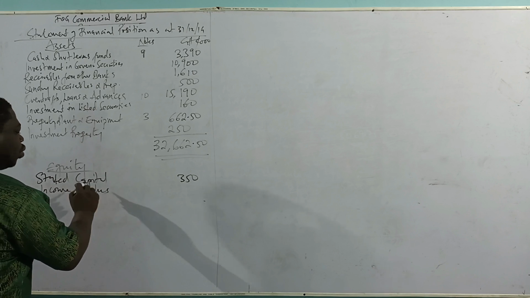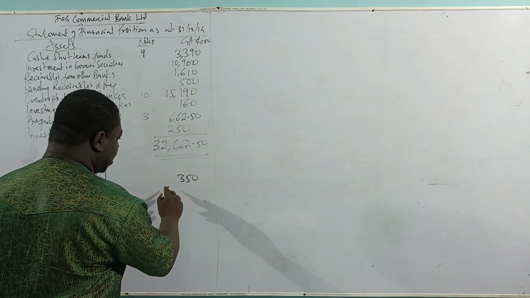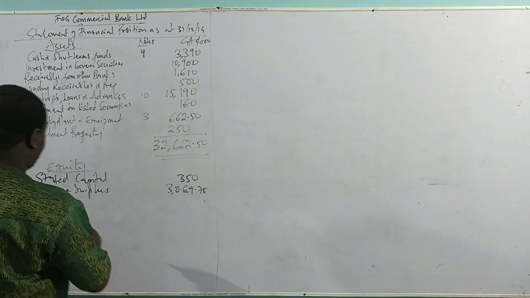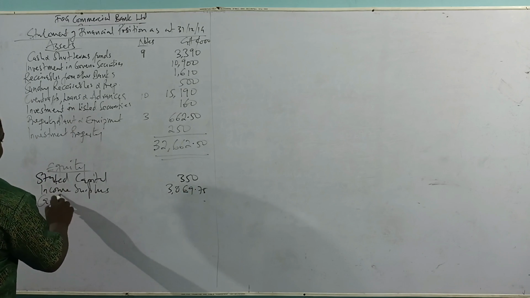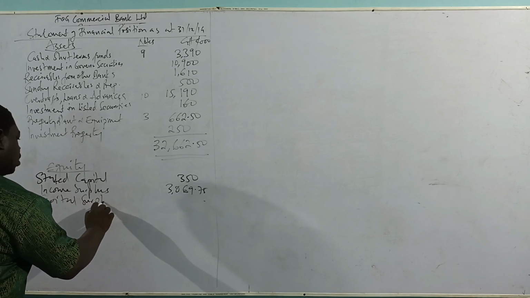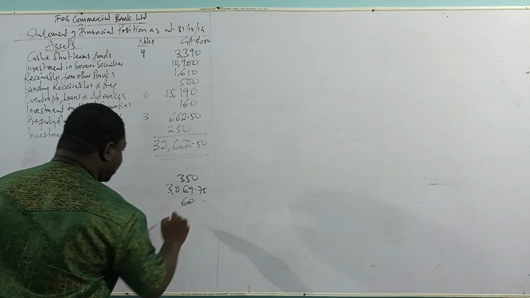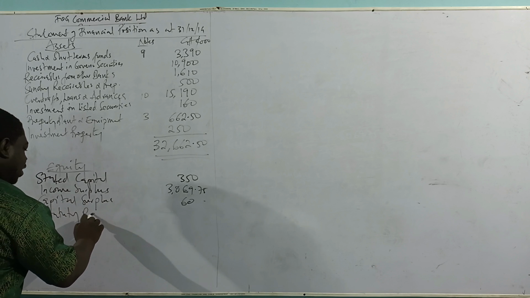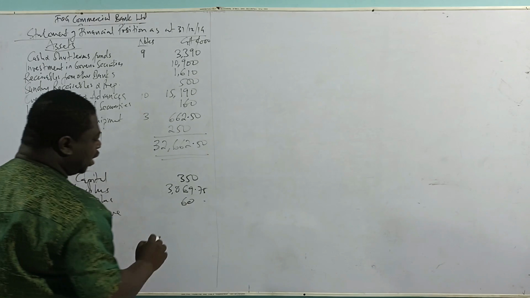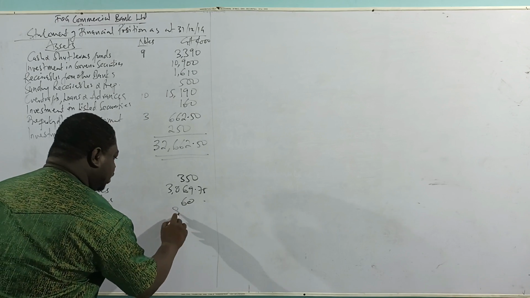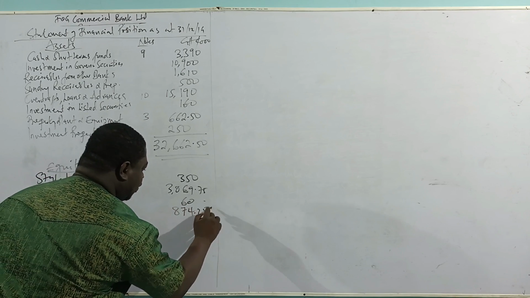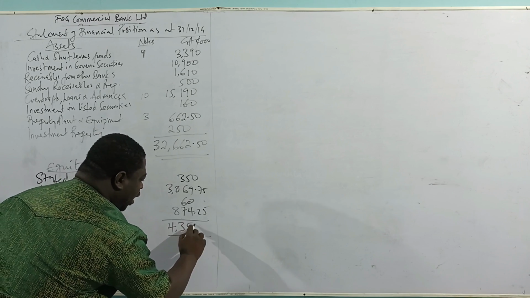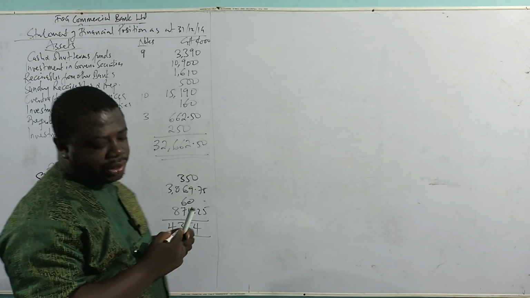And then there was income surplus. We are just picking the totals. Income surplus was 3,069.75. And then we had capital surplus of 60 from the changes in equity. And then finally, there was a statutory reserve. And that one amounted to 874.25. And when we added, the total equity was 4,354 from the changes in equity.